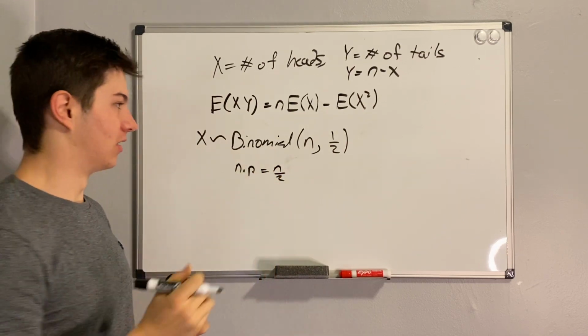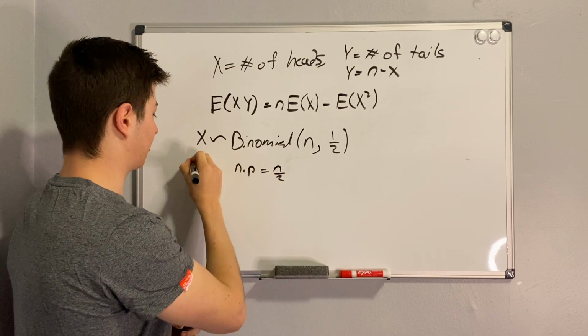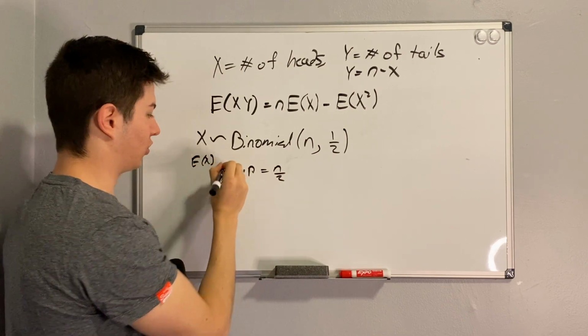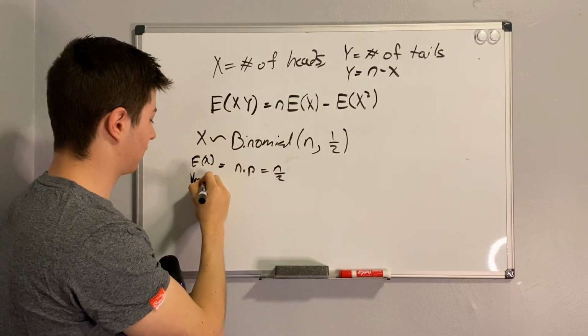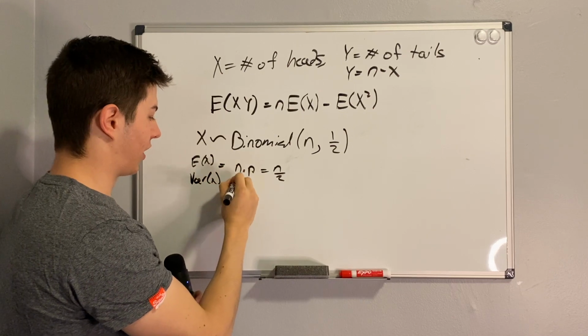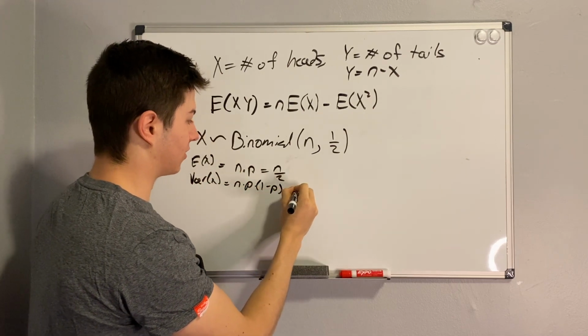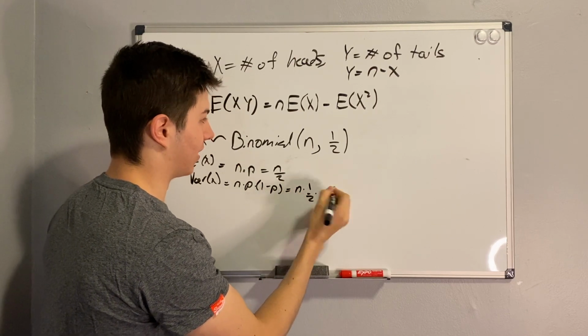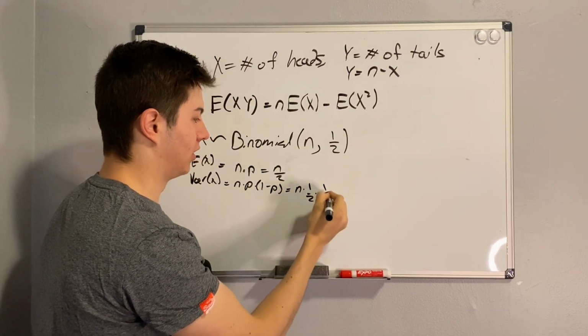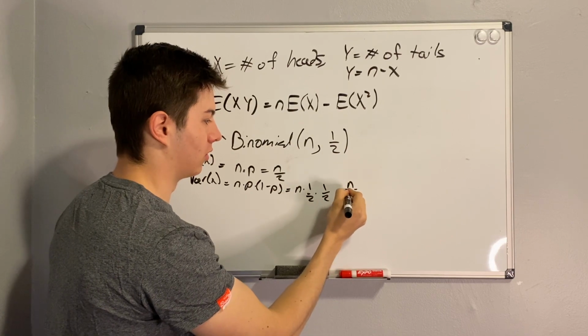So the expectation of x is equal to n/2, and the variance of x is equal to n times p times (1 minus p), which in this case is n times 1/2 times (1 minus 1/2), which is 1/2 as well. So this is n/4.